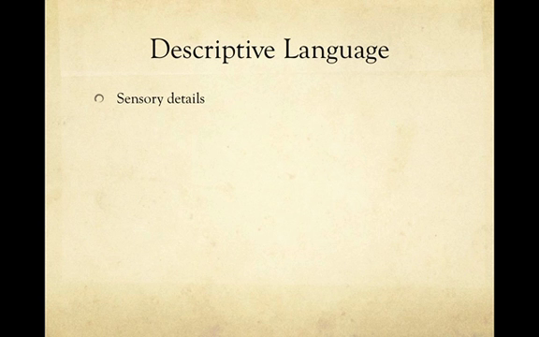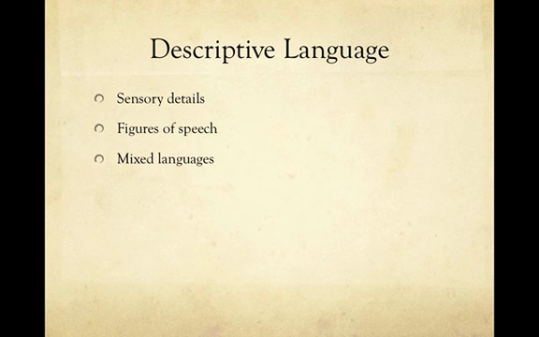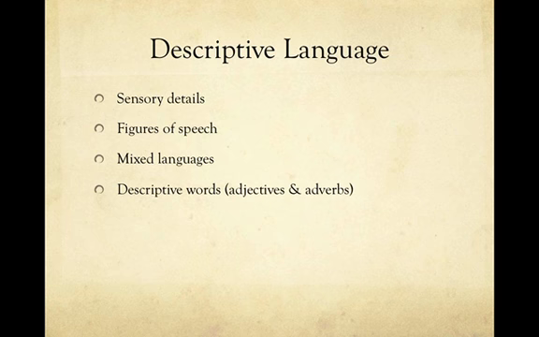Sensory details are really essential, so we need details that can appeal to our sense of hearing, taste, touch, smell, or sight. Figures of speech can really help to illuminate the points that we want to make by giving us strong comparisons that make us think. Mixing in languages helps with a lot of the stories that deal with what we call bicultural families, families that are made up of more than one culture where they speak more than one language. Descriptive words, especially adjectives and adverbs, when used carefully and precisely, really can help.